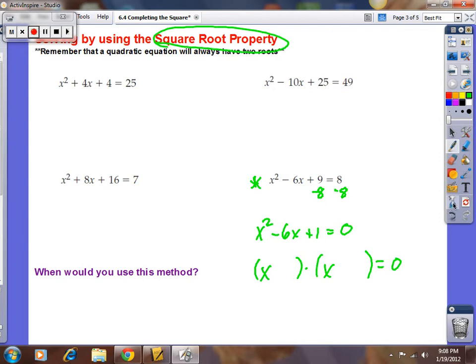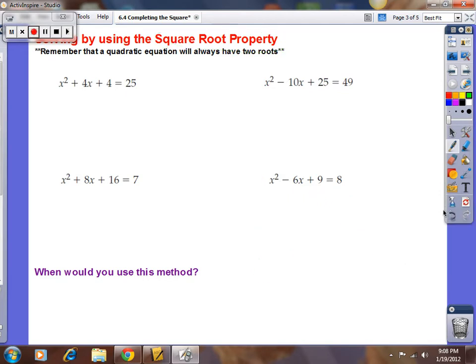So today's whole lesson is on squares. So look at this right here. If you see this and you think to yourself, oh, that's a perfect square, x squared minus 6x plus 9, if you rewrite this as a perfect square, it would look like the quantity x minus 3 squared, and that's equal to 8. So this is when you would use this method.